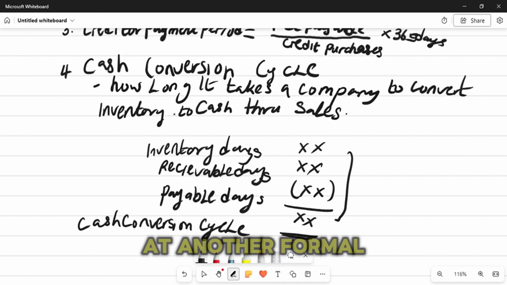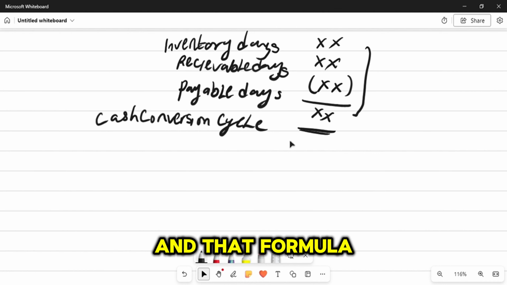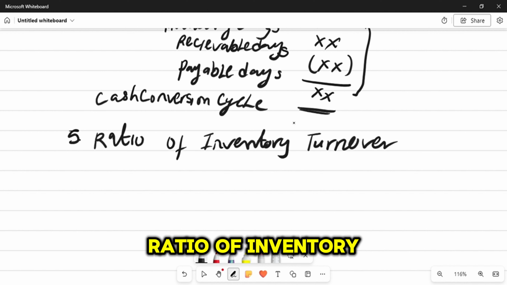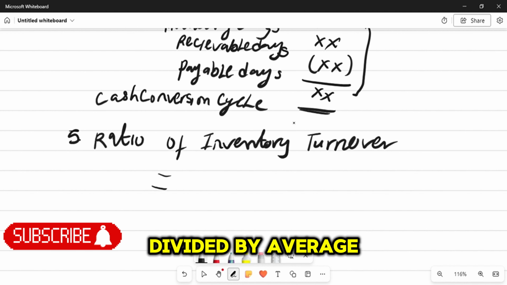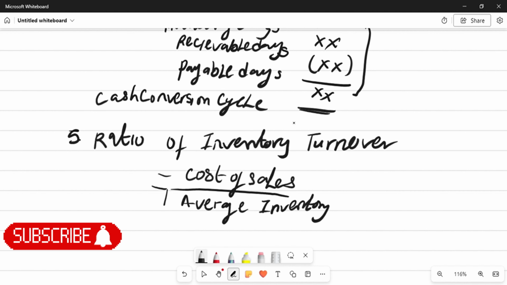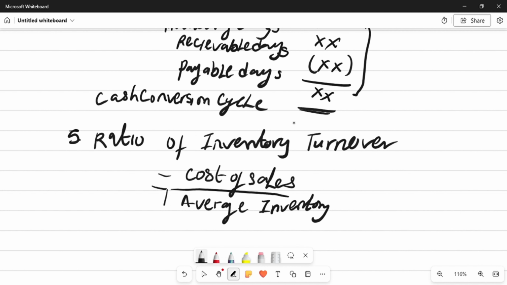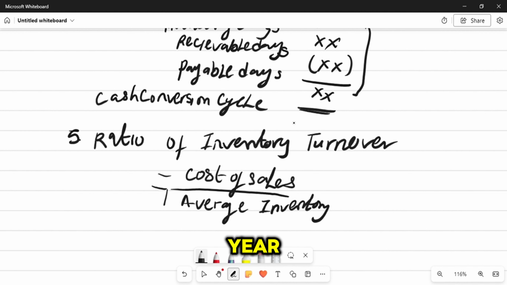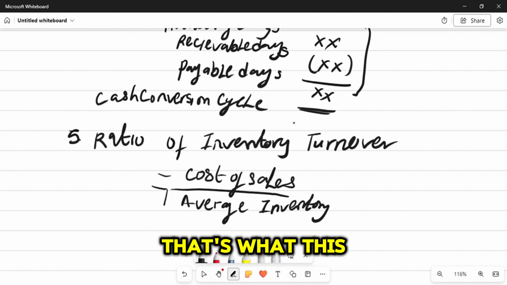So now we're going to look at one more formula under this activity ratio, and that formula is called the ratio of inventory turnover. The formula for ratio of inventory turnover is equal to cost of sales divided by average inventory. So this formula basically is the number of times average inventory converts into sales. It measures how many times you bring in new inventory in the year. That's what this formula is for.